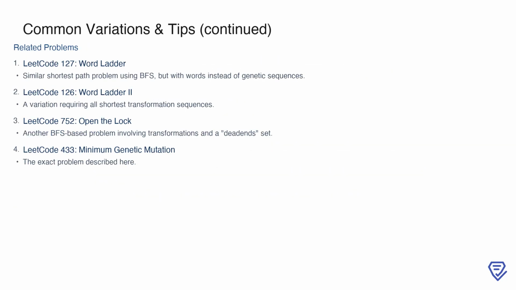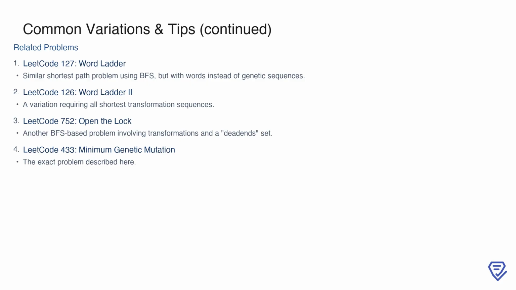To expand your understanding, there are several related problems on LeetCode that follow similar patterns. For example, LeetCode 127, word ladder, is another shortest path problem that uses BFS, but it deals with transforming one word into another instead of genetic sequences.